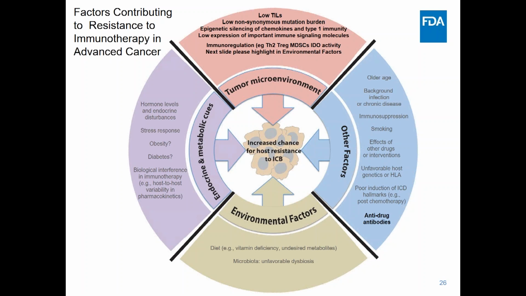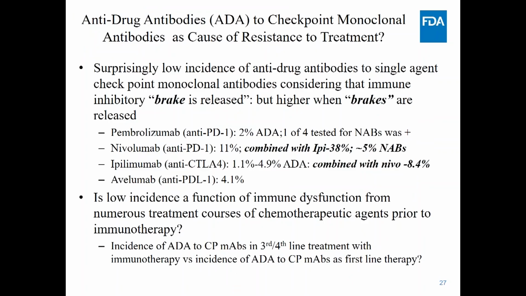But one thing, especially of importance to this group, that I think goes perhaps unrecognized, is the fact that patients can develop anti-drug antibodies to these checkpoint monoclonals. In fact, to the single agents, there's a surprisingly low incidence of anti-drug antibodies where it's been looked at, and that's with the release of a brake. But there's a much higher incidence when there's dual checkpoint inhibition, when the brakes are released.